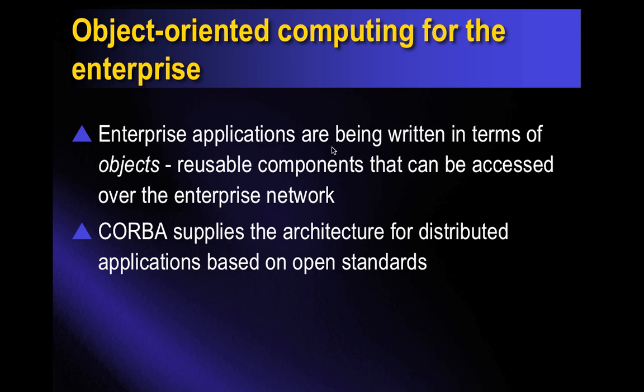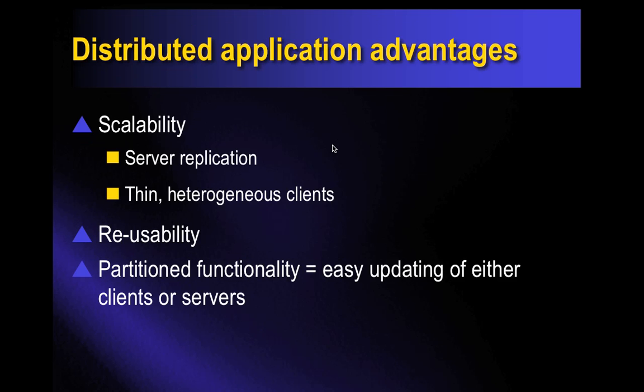CORBA supplies the architecture for distributed applications based on open standards. It works with Java and J2EE as a middleware component that makes the connection between the objects. It also creates heterogeneous reusability and puts things together from many different clients, many different programming languages and environments, creating a common platform for the interconnection between those fat clients and the data that's behind it.